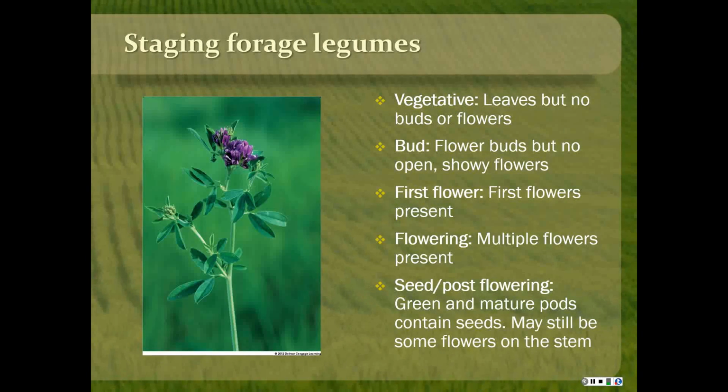And then so stages of forage legumes. These are similar to the stages of soybeans and other legumes. So the vegetative stage is leaves but no buds or flowers.